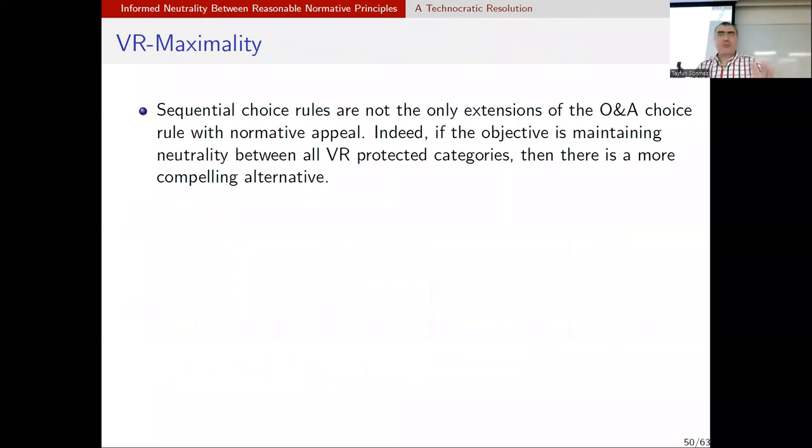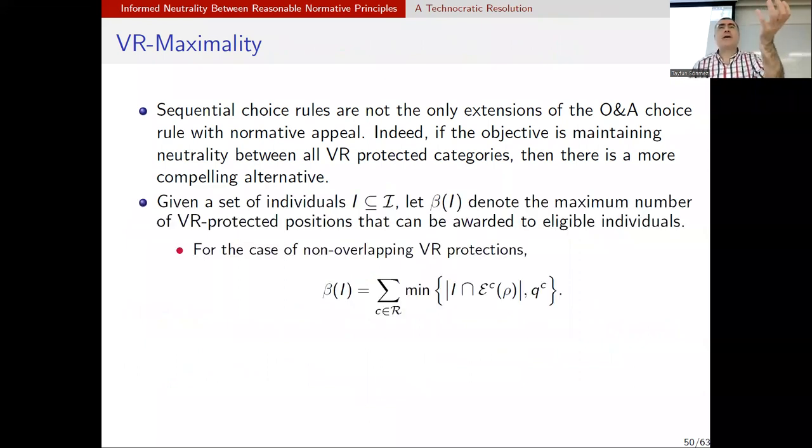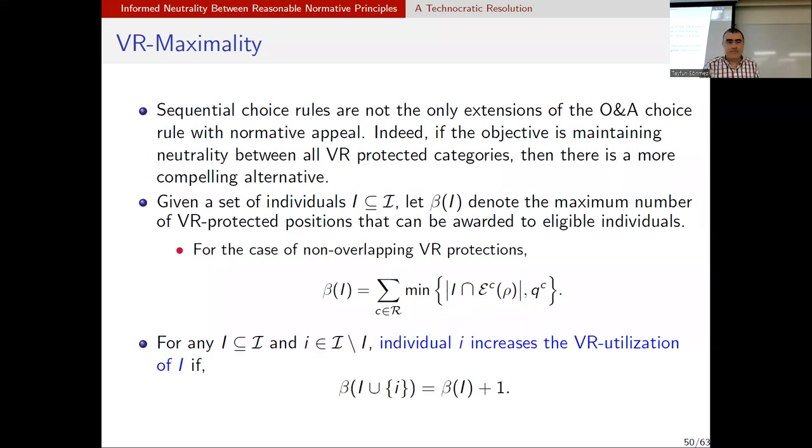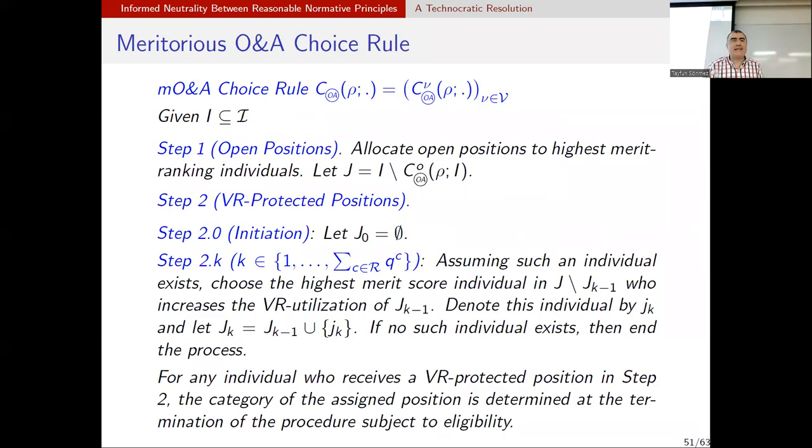Now, I will go very fast here, sorry. Instead of doing EWS first, or EWS last, I can treat all VR protections symmetrically, right? And I can allocate them together in a way that maximizes the number of VR protections that are honored, very much like the meritorious horizontal, but now for vertical ones, okay? And if I do that, I will call this choice rule meritorious over and above choice rule.